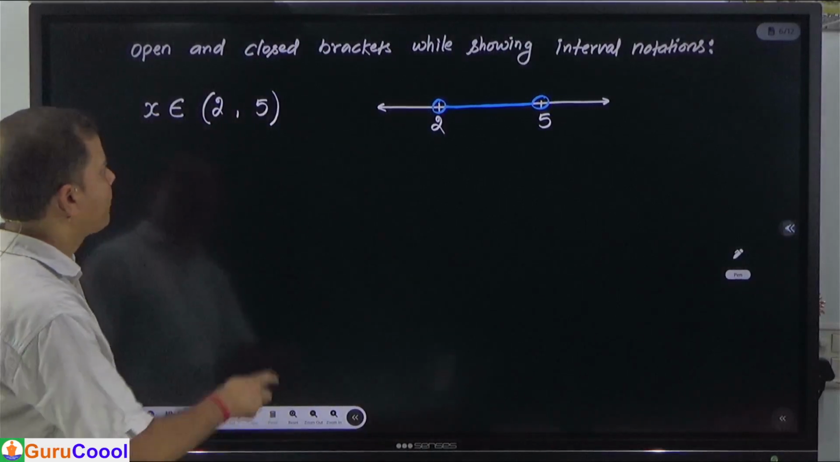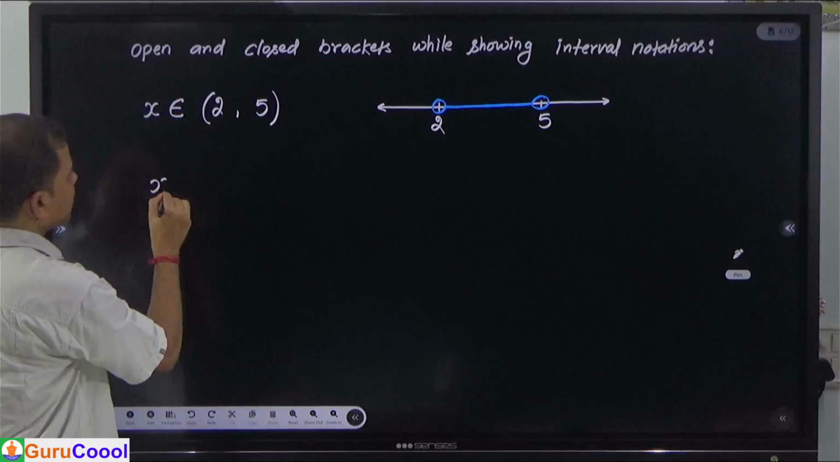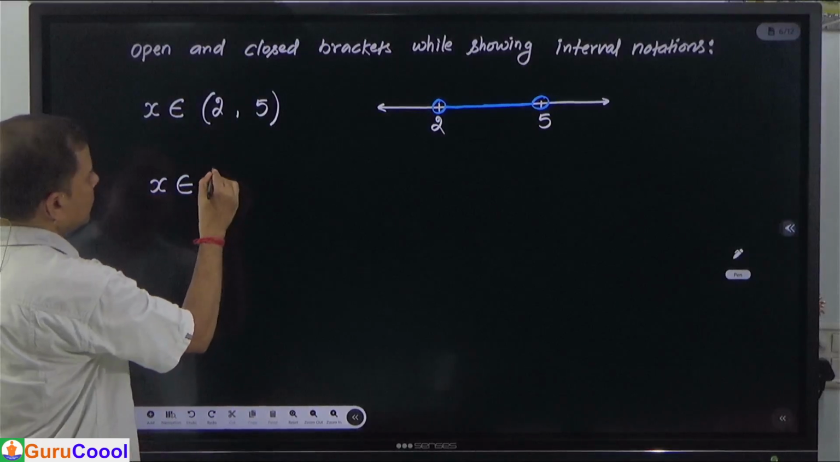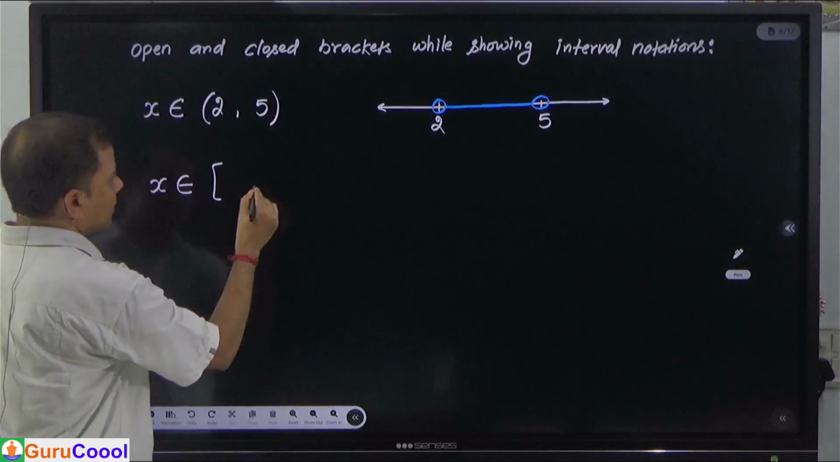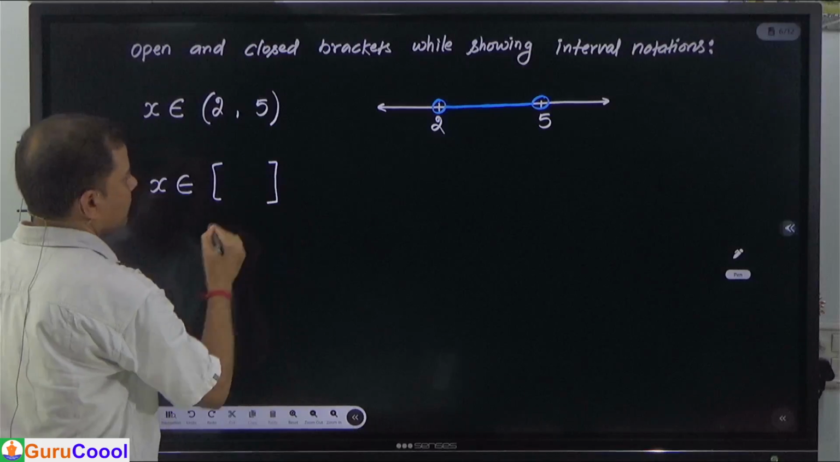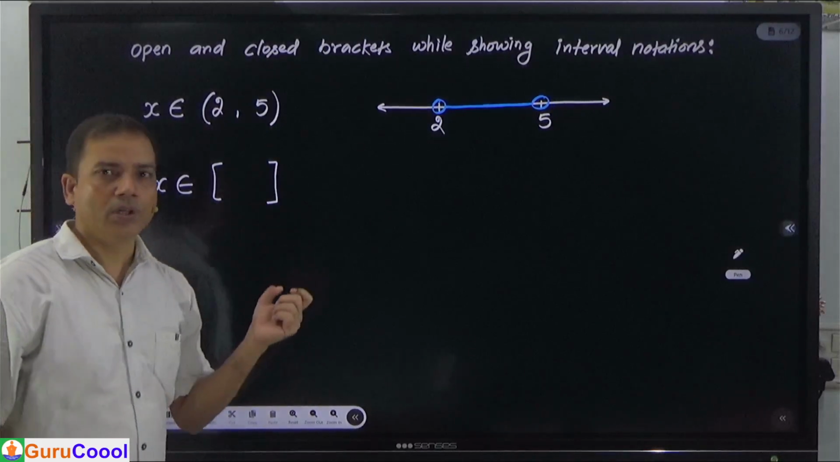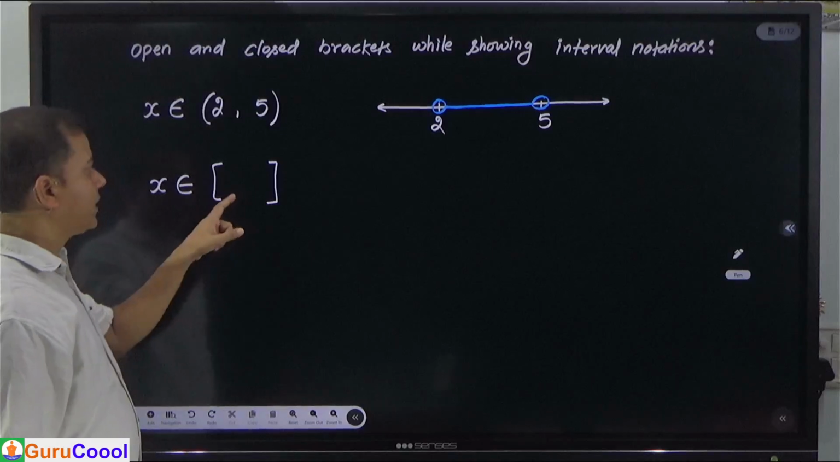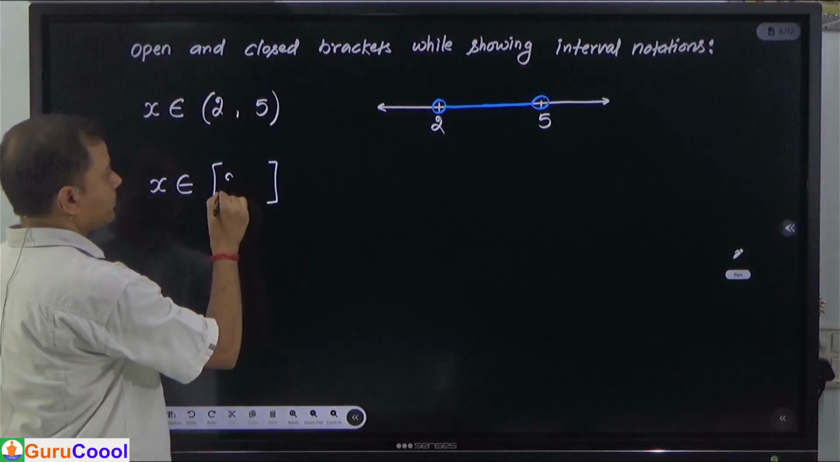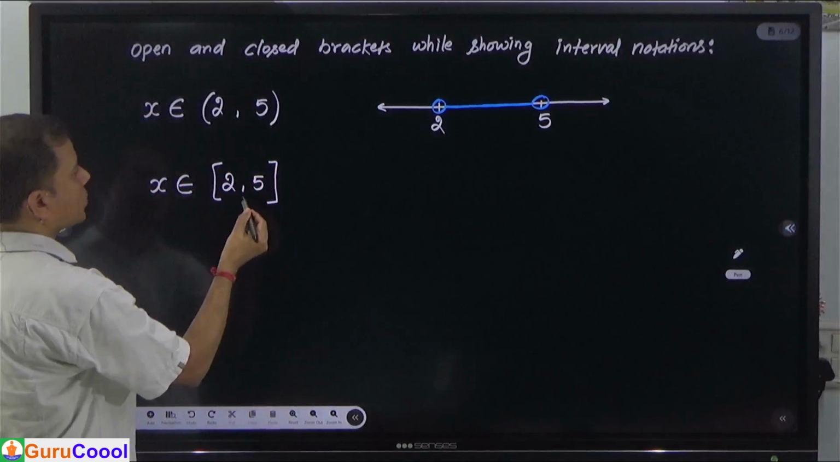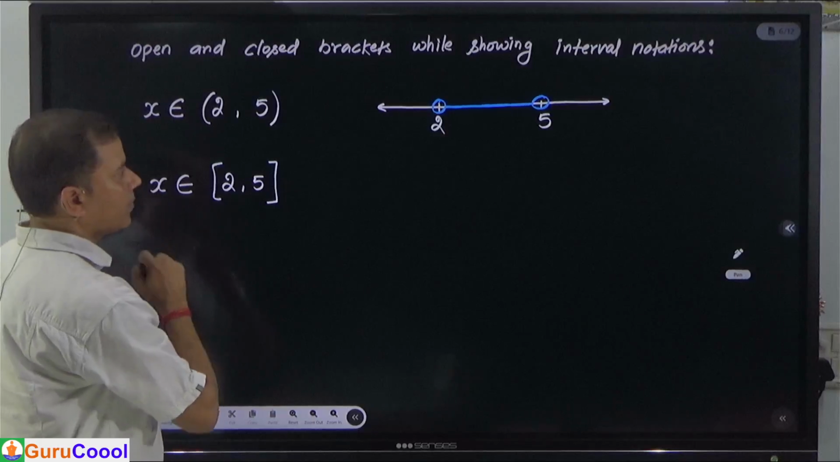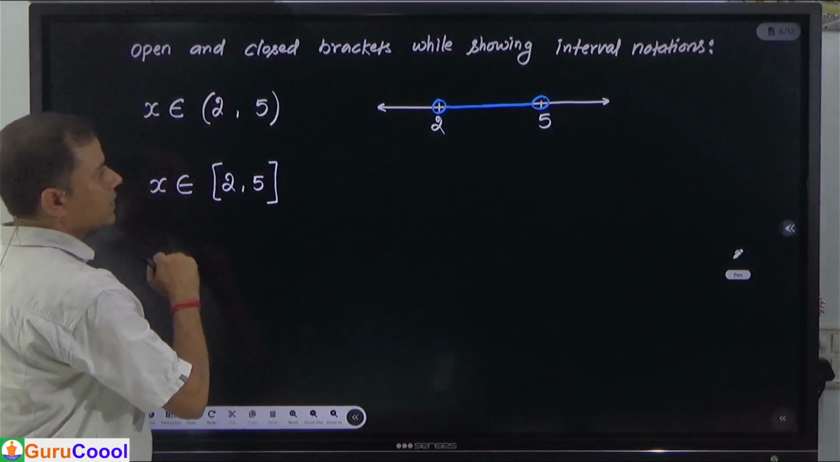This is the meaning. If we write X belongs to this box bracket, we call it closed interval. This box bracket is used to show closed interval. This is closed interval. Closed, open, closed, open, closed. Remember. So what is the meaning of this now?